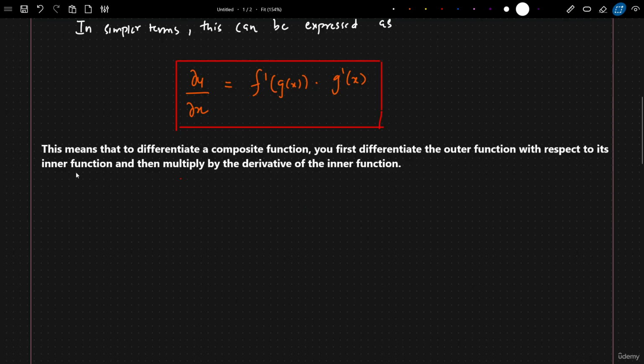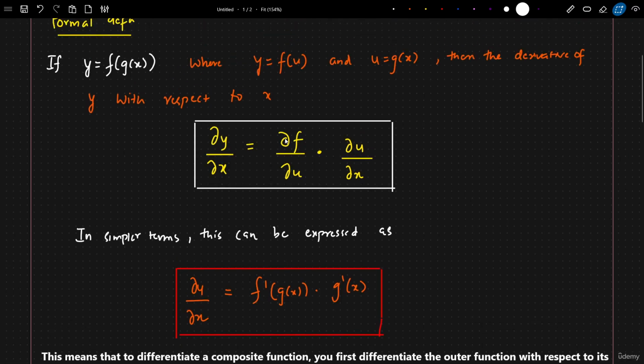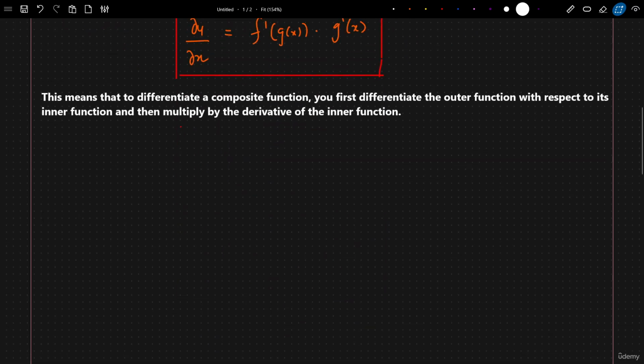Then, with respect to its inner function, and then multiply by the derivative of the inner function, right? So first of all, we are going to find out the derivative of the outer function with respect to the inner function, right? Inner function is nothing but u, right? U is nothing but represented by g of x. Now let's see some of the examples over here. So I will go ahead and show you some of the examples, and with respect to that, we will go ahead and solve it with the help of chain rule.